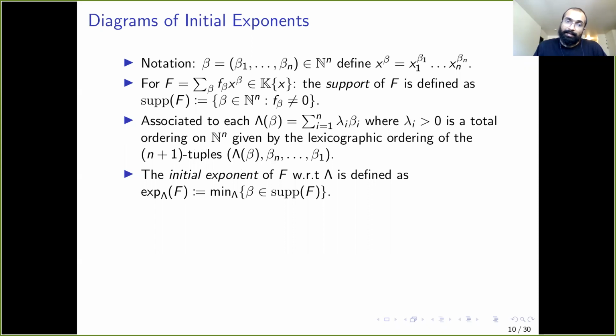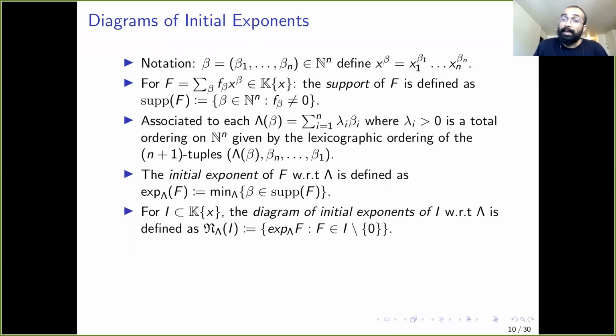Now, the initial exponent of the power series f with respect to lambda, and from now on, whenever I say with respect to lambda, I mean with respect to this total ordering that is associated to the positive linear form lambda. So the initial exponent of a power series f with respect to lambda is defined as the minimum of all the beta in the support of this power series f, where the minimum, once again, is taken with respect to this total ordering associated to lambda.